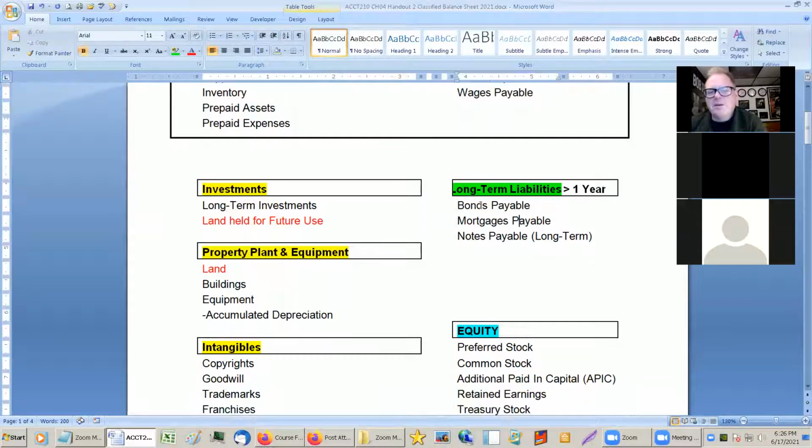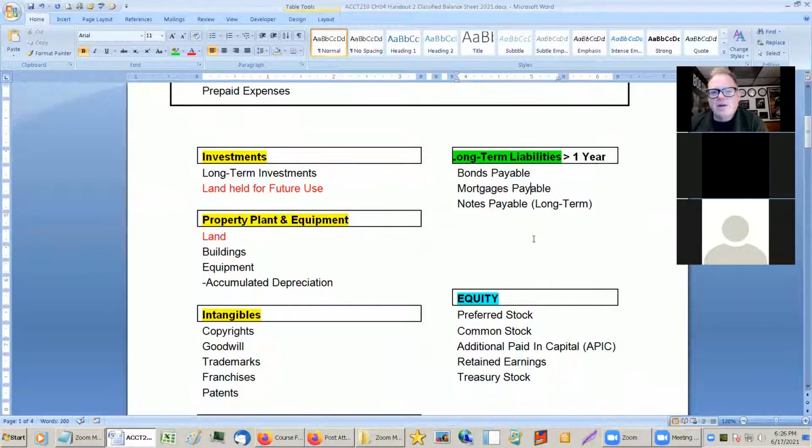I gotta get the spacing here on this one. Sadly, I thought that this one was going to be my better handout.